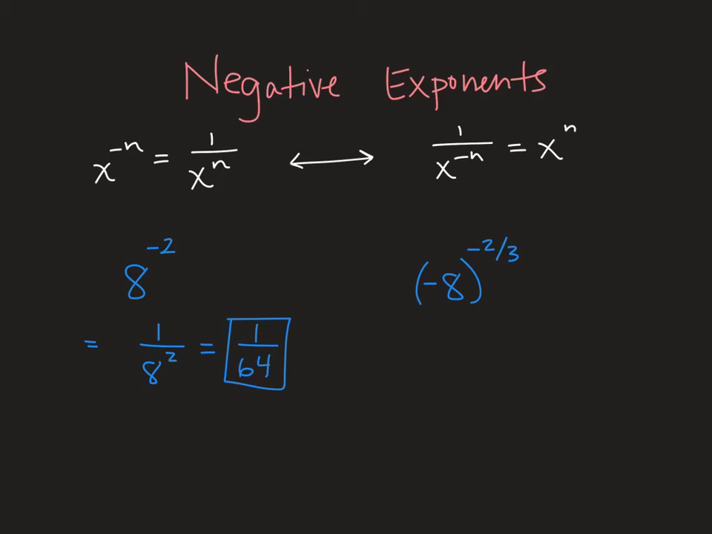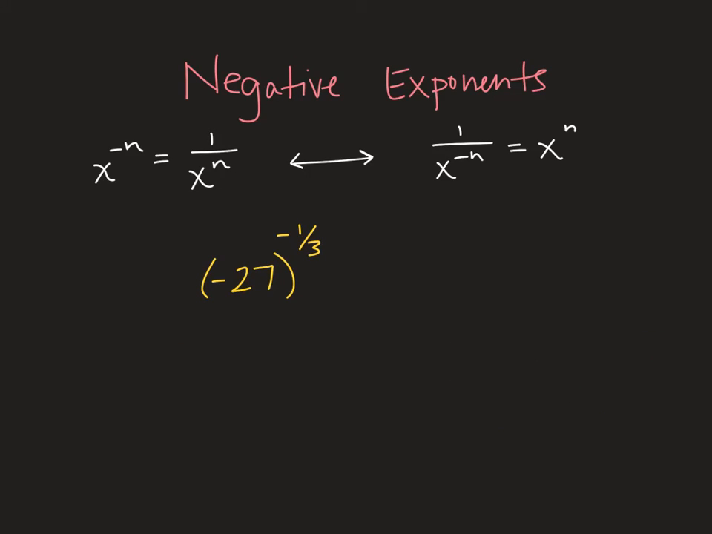Here we have a negative base, but we still follow the same rule. This will be 1 over negative 8 to the positive 2/3. When we rewrite that rational exponent, it's going to look like the cube root of negative 8, and then that gets squared. When we do that, we'll see that the cube root of negative 8 is negative 2, and then that gets squared, and our final answer is 1/4.